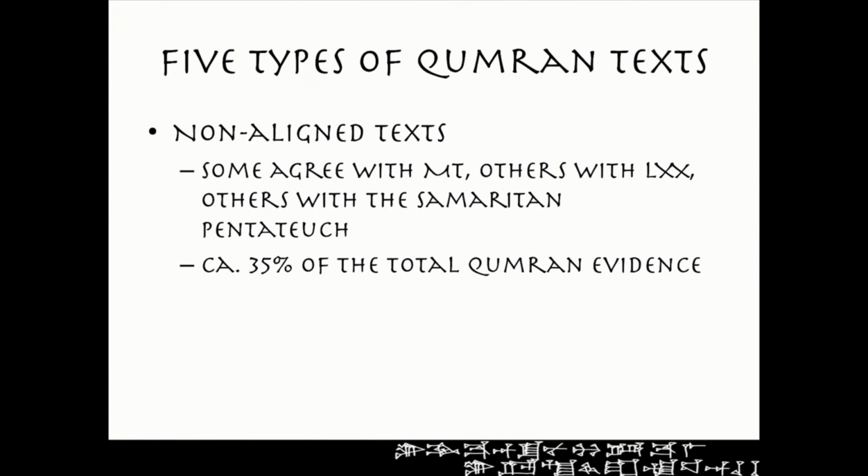Finally, there's the non-aligned group. These texts are not indicative. They don't fit in with any of the four that we've discussed here, but some agree with the MT, others with the Septuagint, others still with the Samaritan Pentateuch. This is sort of a catch-all group there at Qumran, and it represents approximately 35% of the total Qumran evidence, including the liturgical sources.